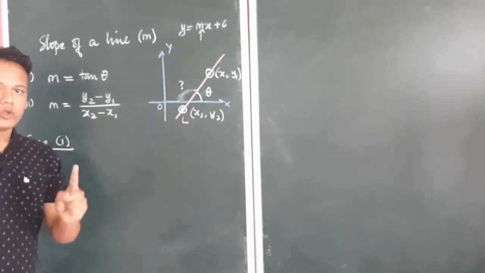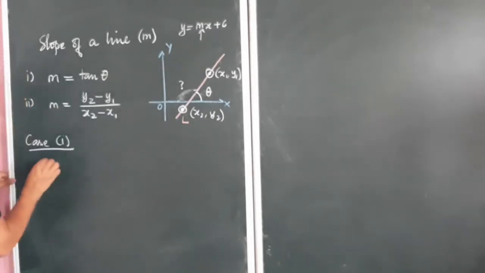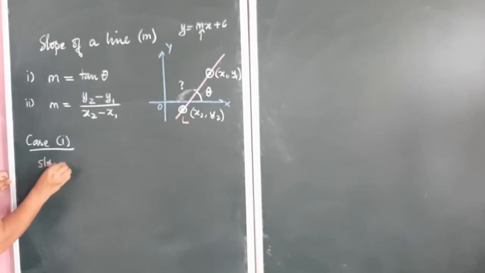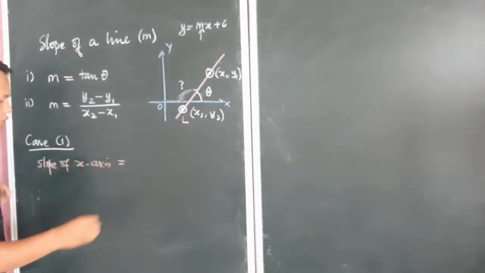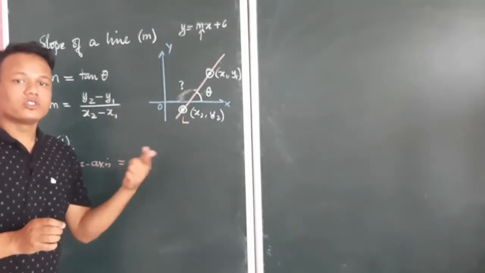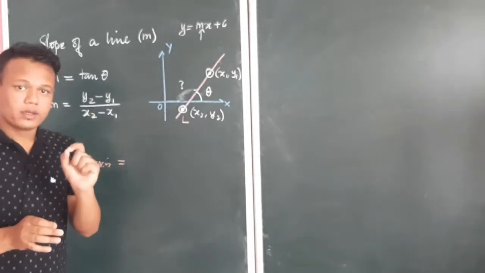Okay, I am going to ask you what is the slope of x-axis. Case 1 is slope of x-axis. Now we know that x-axis, this line is also what? This is also a straight line. That means it is also having one slope, right?